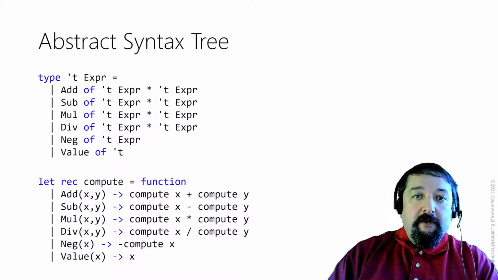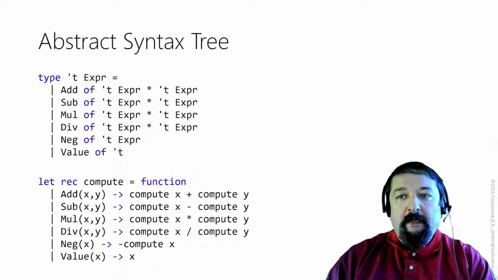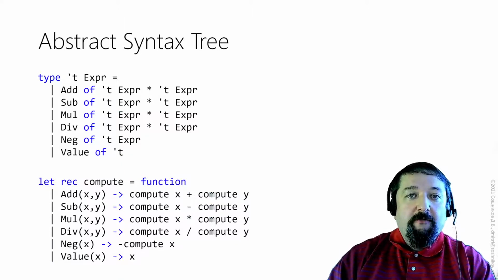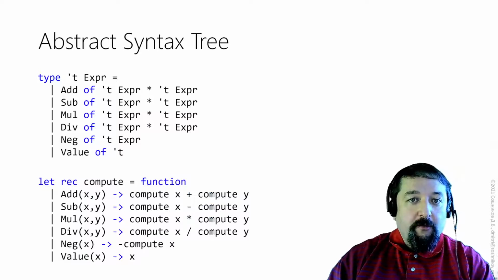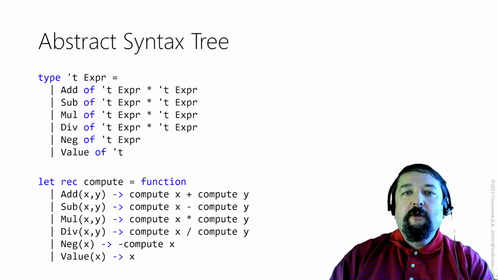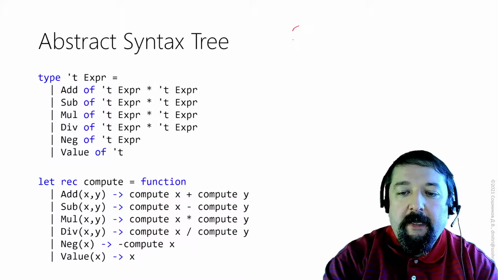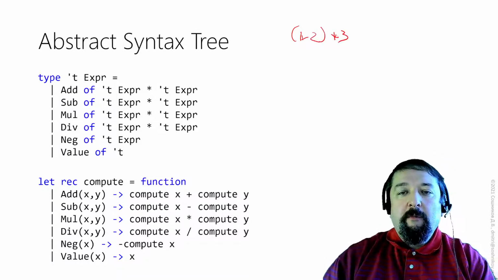Now let's consider a specific type of tree, the abstract syntax tree. And abstract syntax trees, as I mentioned, are often used to represent programs in a programming language. But we will consider a simple case. Suppose we want to represent an arithmetic expression. So something like 1 plus 2 times 3. We want to represent that.